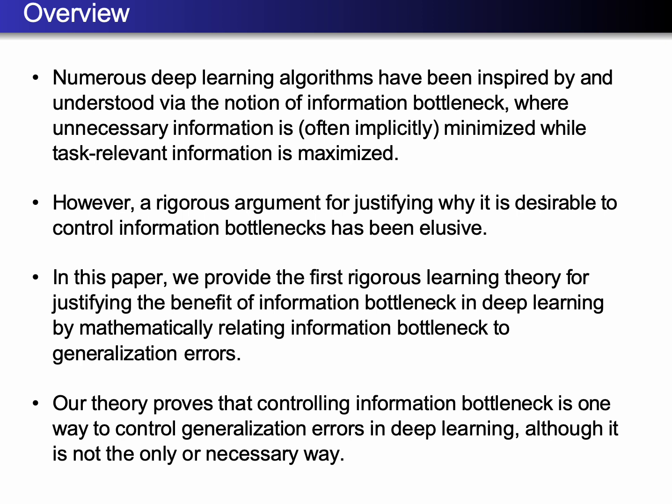In this paper, we provide the first rigorous learning theory for justifying the benefit of information bottleneck in deep learning by mathematically relating information bottleneck to generalization errors. Our theory proves that controlling information bottleneck is one way to control generalization errors in deep learning, although it is not the only or necessary way.